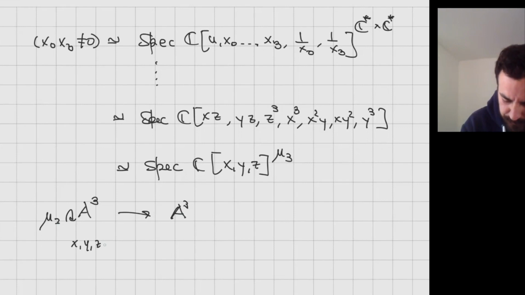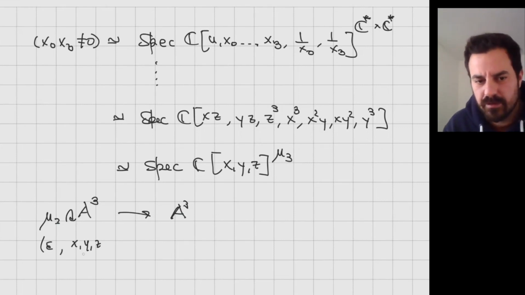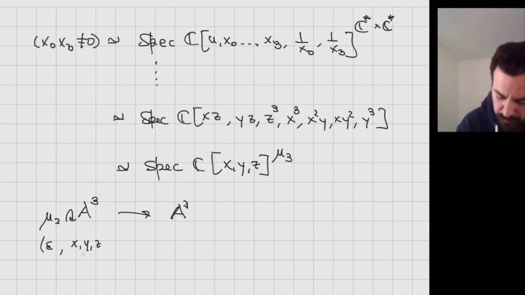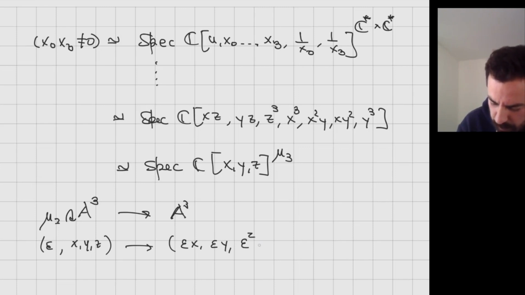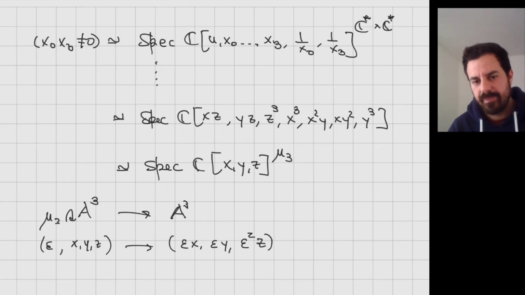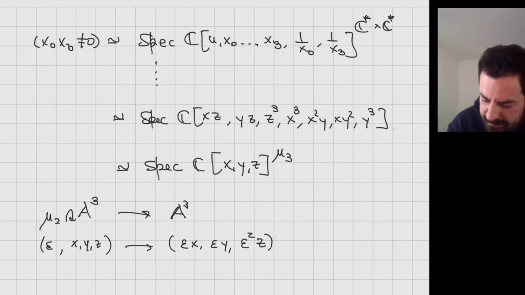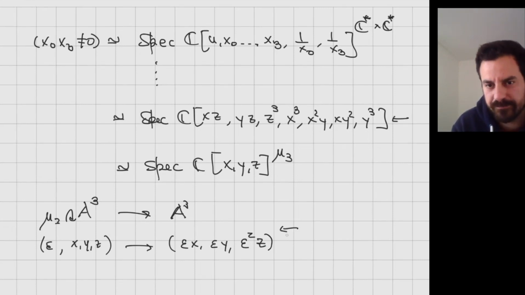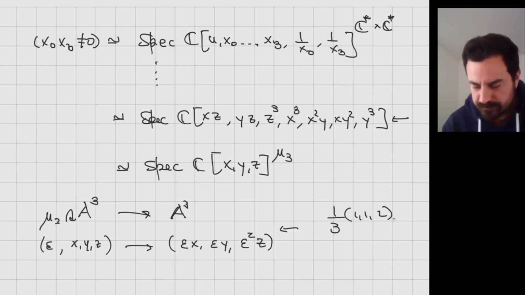By the following: epsilon is some primitive generator of this cyclic group of order 3, and it acts like epsilon x, epsilon y, and epsilon squared z. So you can see that these are exactly the invariant monomials with respect to this action here. In particular, this is the definition of a 1/3(1,1,2) singularity.